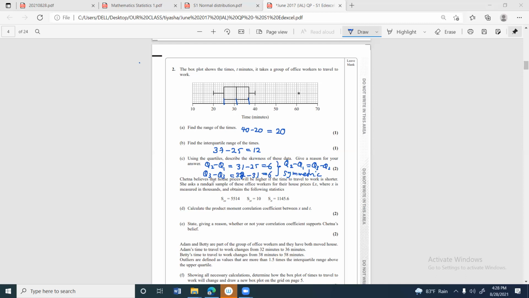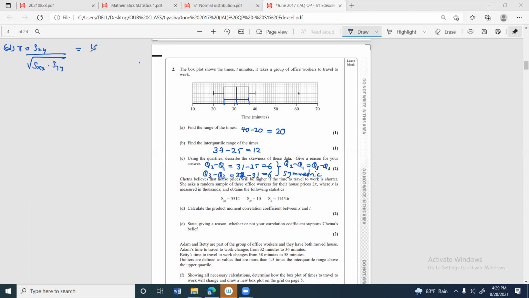We'll work out further. Okay, Chetna believes that the house price will be higher if the time to travel to work is shorter. Right. She asked a random sample of these workers for the house price in pounds, where x is measured in thousands, and obtained the following statistics. Calculate the product moment correlation coefficient. So I'll just do it here. You can calculate the r value by Sxt divided by the square root of Sxx into Stt. So Sxt is given. So over here it's t and what do you call that? x. So actually this should be Sxt.